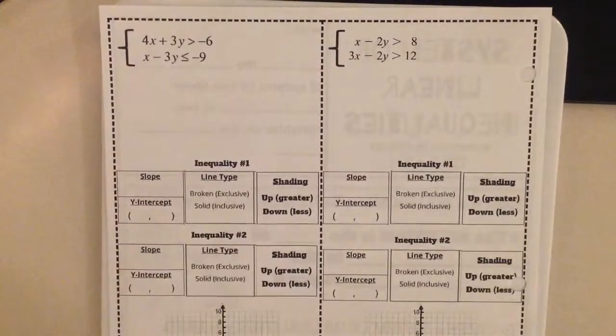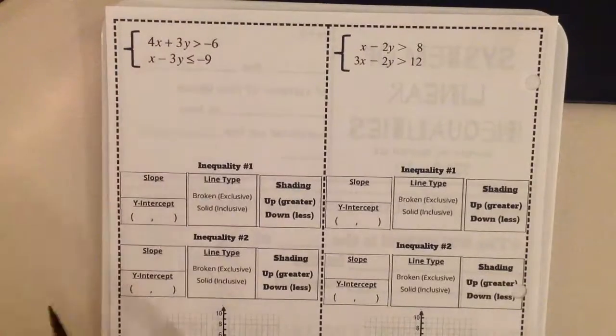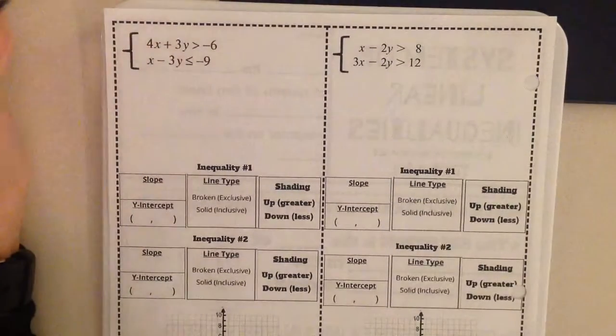Okay, now we're going to look at an example. So here I have my system of inequalities. So you can see I have two. And the first thing I want to do if I'm going to graph them is I want to be able to look at my slope.